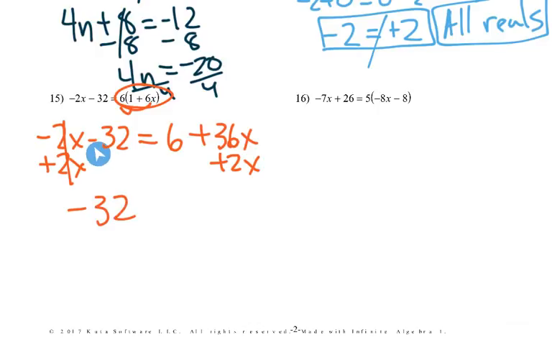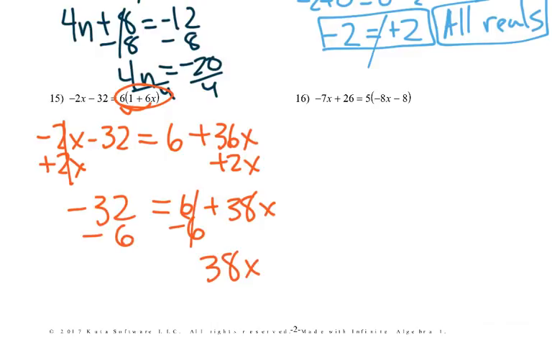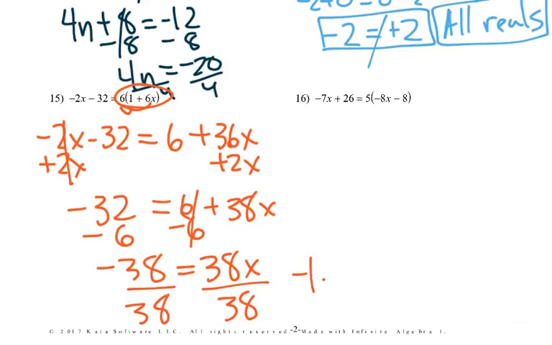Remember, whenever you have a negative, a minus, it stays with the number. Okay, we get 6 plus 38x. Subtract 6 from both sides. We're left with 38x equals negative 38. Divide by 38. And we get negative 1 equals x.